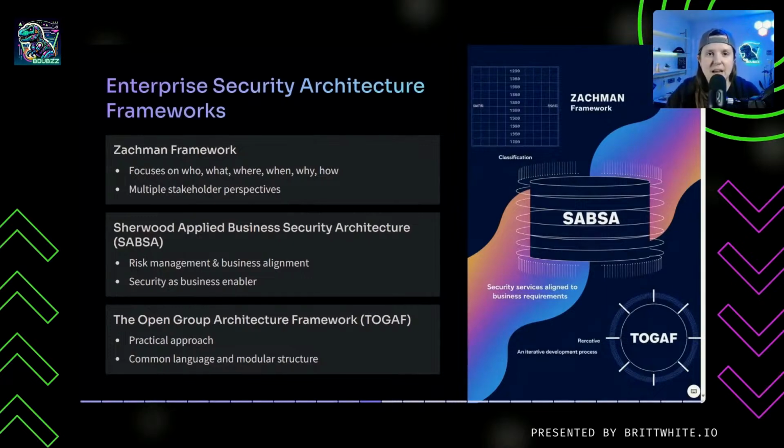Next up is SABSA, or the Sherwood Applied Business Security Architecture. This framework is all about risk management and business alignment. Instead of treating security as just a technical issue, SABSA helps you integrate it with your business objectives. It shows you how security can actually enable and support your business goals, not just protect it against threats. And it's all about making security a business enabler and not just a cost center.